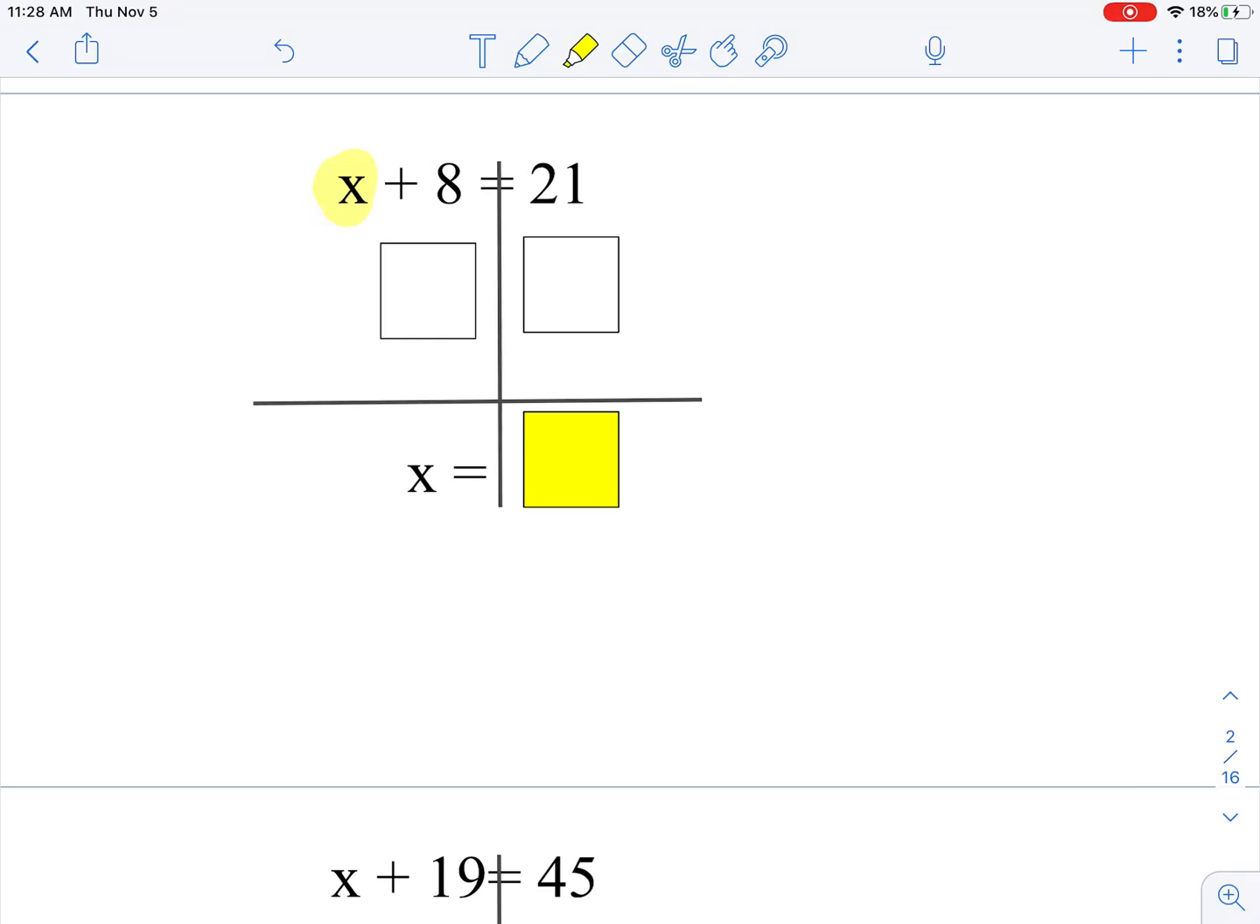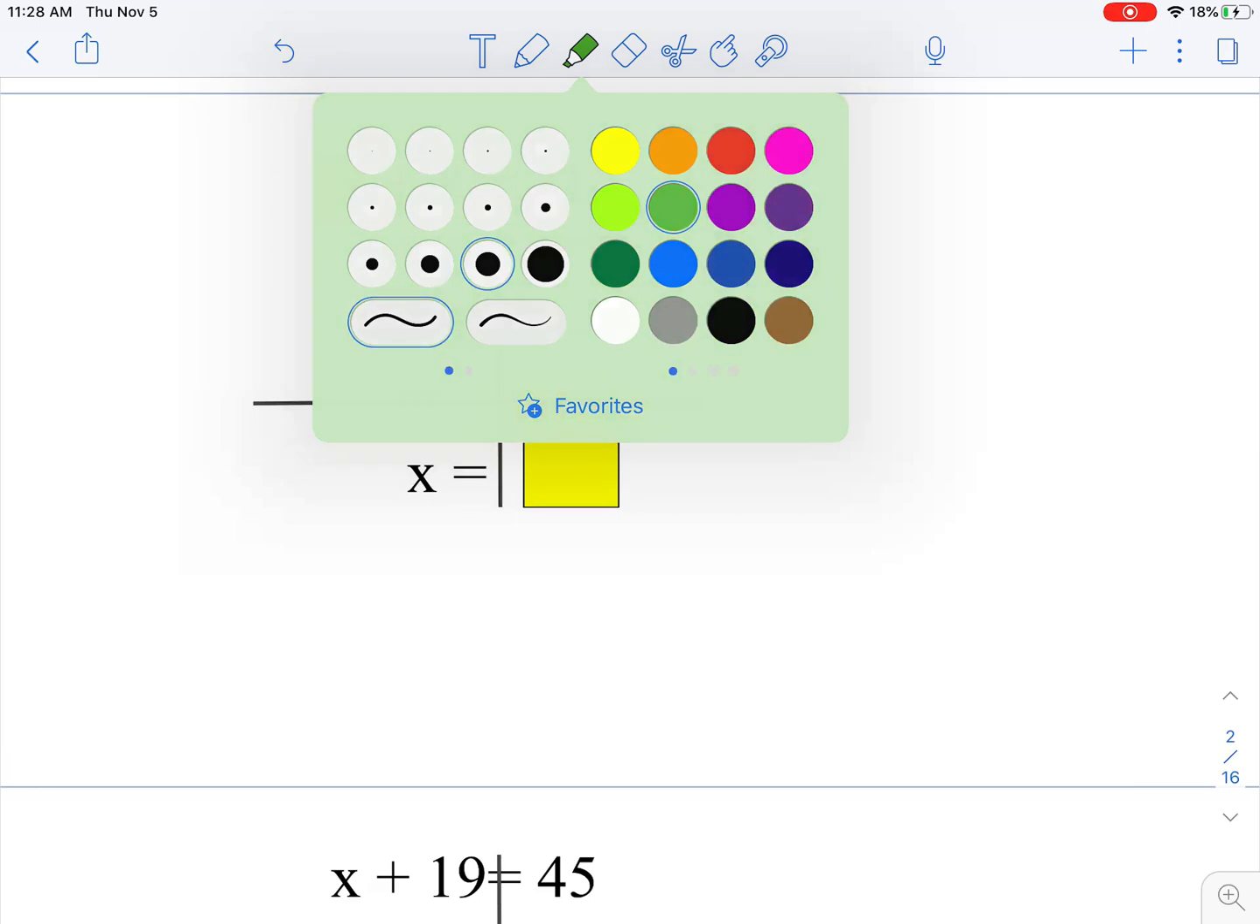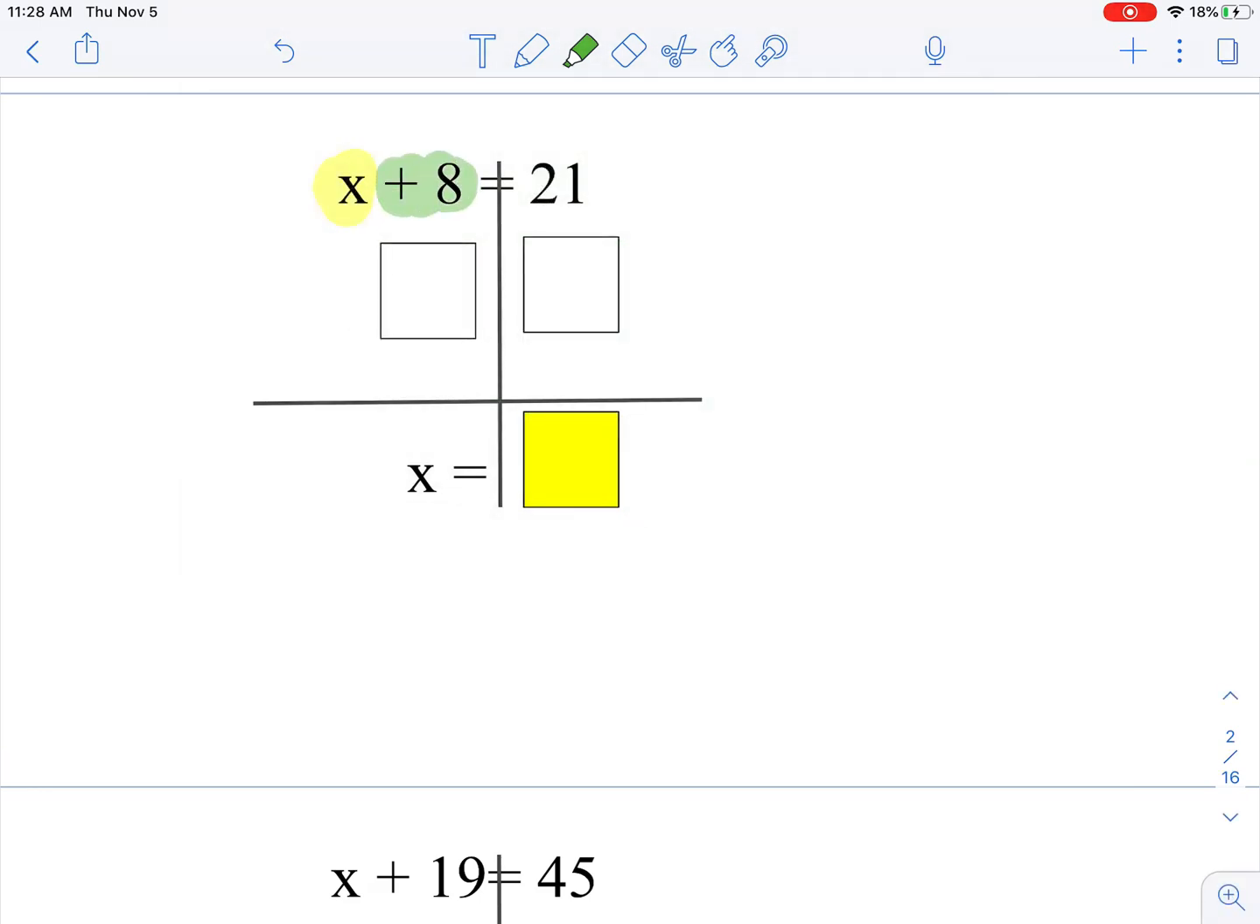To do that, I am going to want to get rid of this plus 8. So to get rid of something, you do the opposite. The opposite of adding 8 is not just subtracting, but subtracting 8. And whatever you do to one side of the equation, and that's why I drew this line here, so you can see both sides, you've got to do the same thing to the other side.